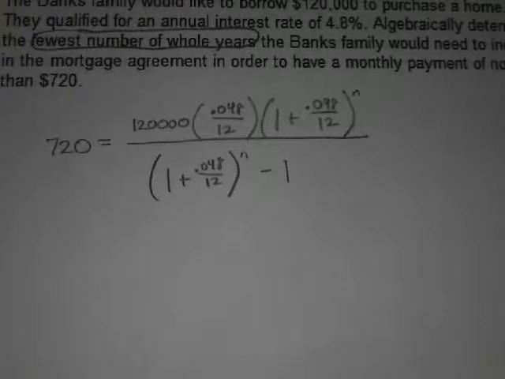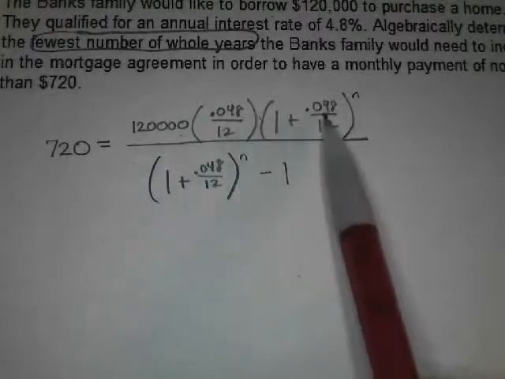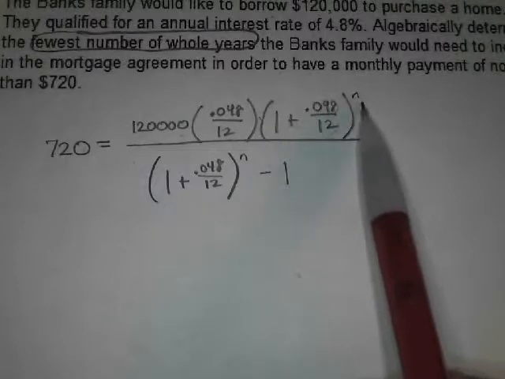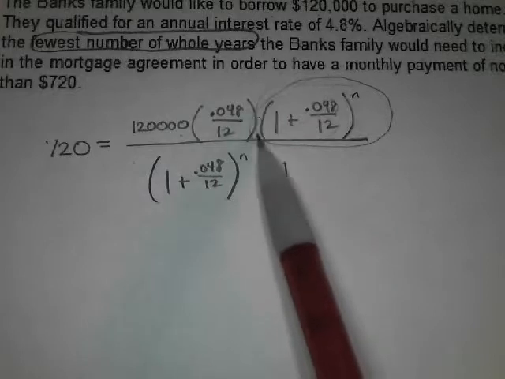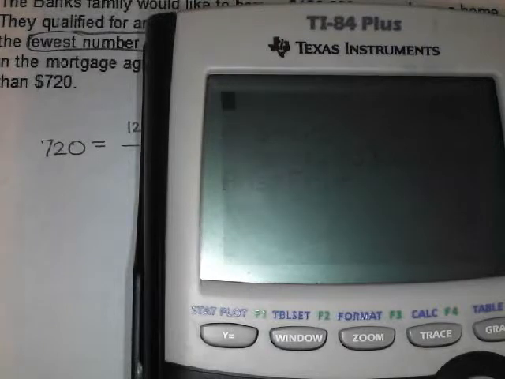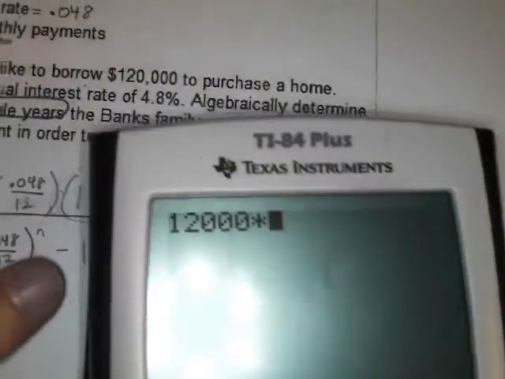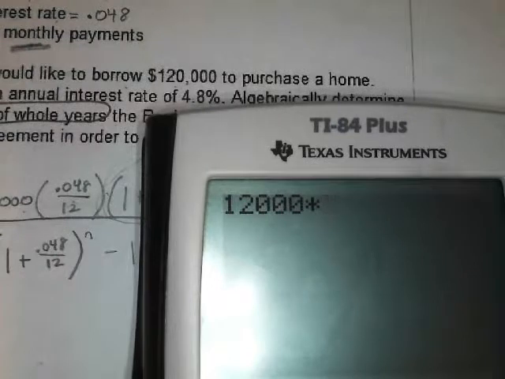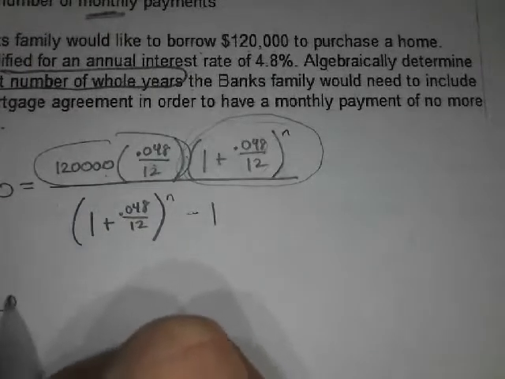Let's clean it up. Okay, in our numerator we have a number, times another number, times something being raised to the nth power. So I can't really do much with this because it's being raised to an nth power, but I can multiply these out. So I'm going to do 120,000 times 0.048 over 12. And that all ends up being 48. This whole section here, 48. That's nice.